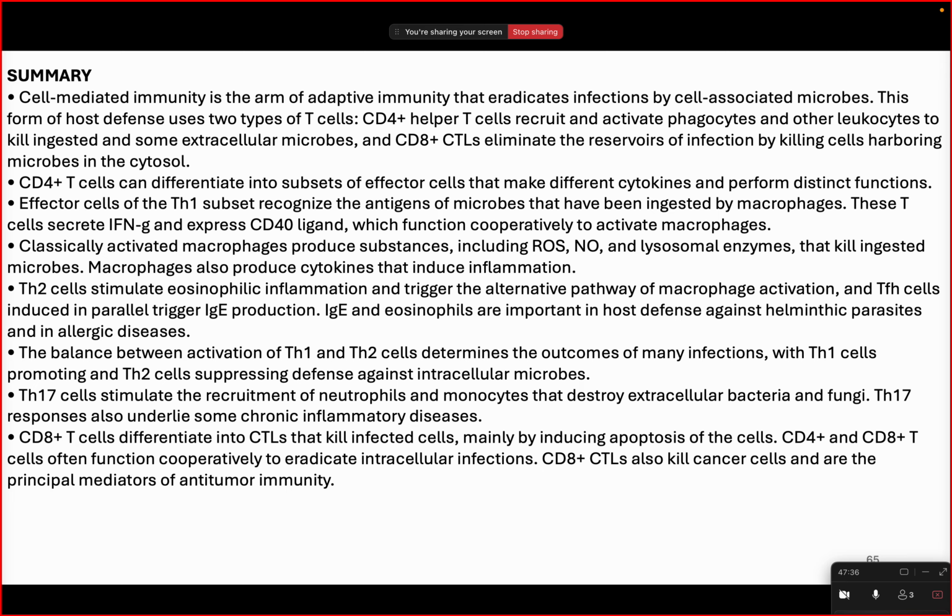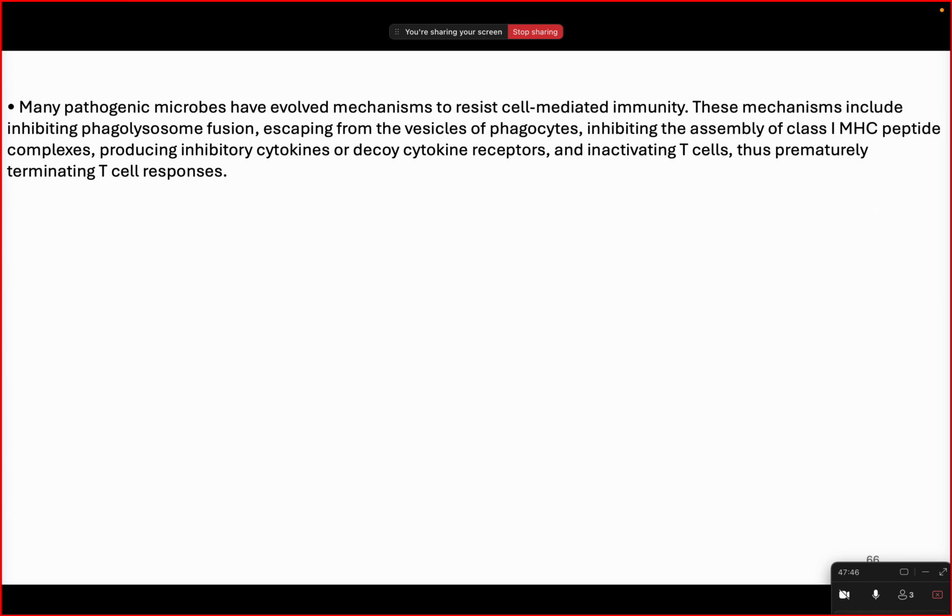Th17 cells stimulate the recruitment of neutrophils, while CD8 positive T cells differentiate into CTLs that kill the infected cell mainly by inducing the apoptosis of the cell. Many pathogenic microbes have evolved mechanisms to resist cell mediated immunity. These mechanisms include inhibiting phagolysosome fusion, escaping from the vesicles of phagocytes, inhibiting the assembly of class 1 MHC peptide complexes, and producing inhibitory cytokines or decoy cytokine receptors.